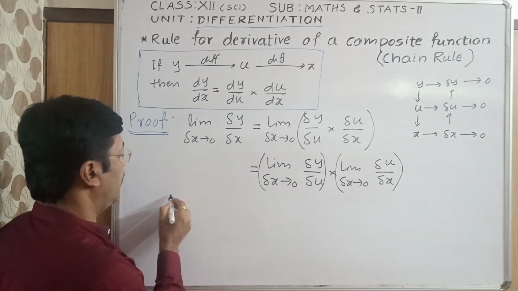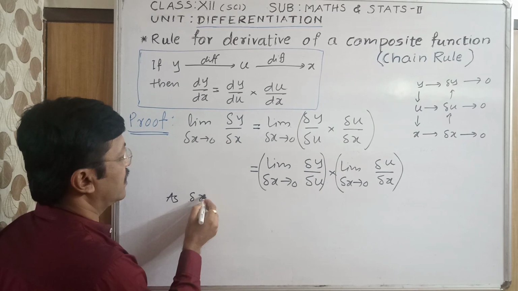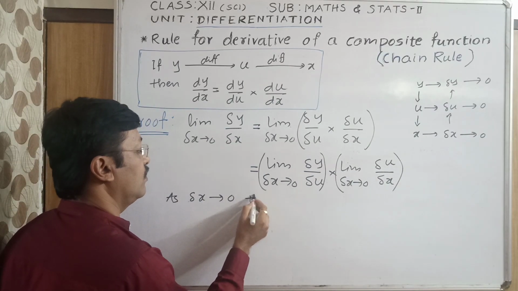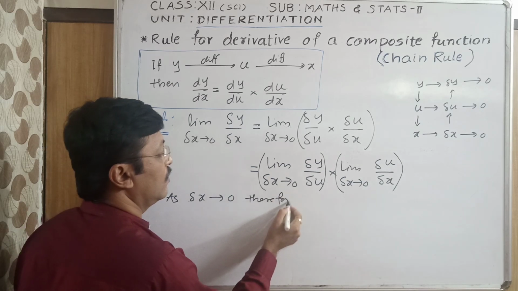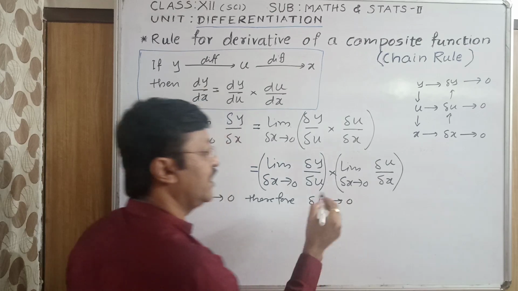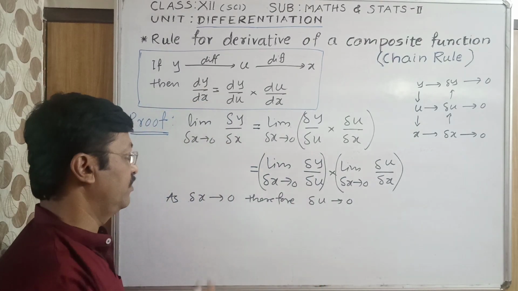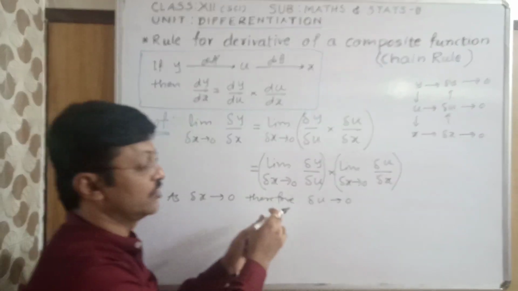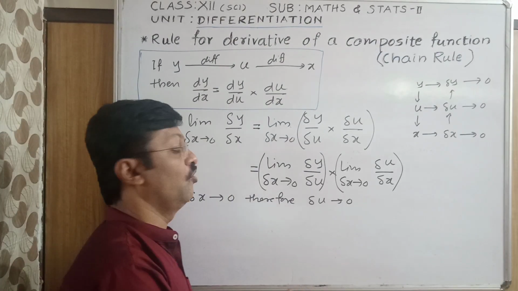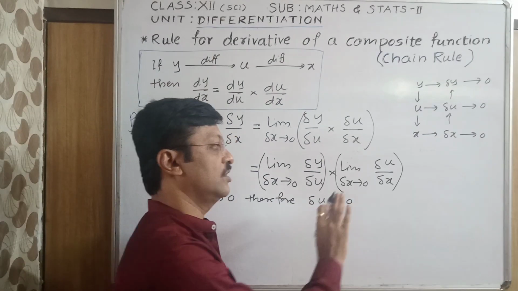So we will write: as delta x tends to 0, therefore delta u tends to 0. Even delta y also tends to 0, because delta x tends to 0, delta u tends to 0, and therefore delta y will also tend to 0, but we shall not use that. So we shall not write it.